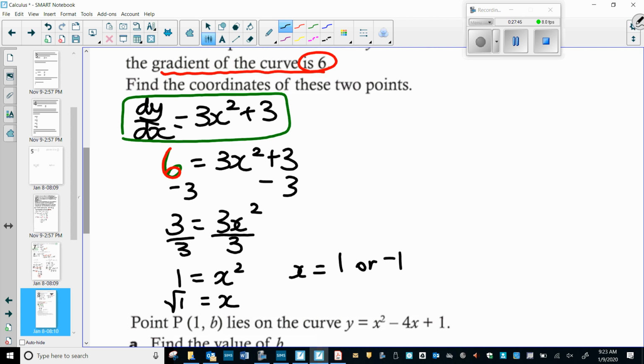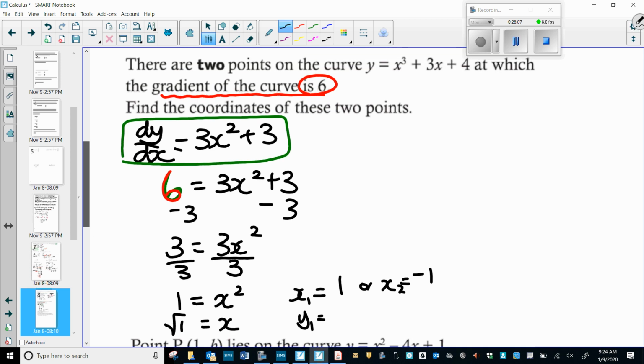So let's call x is 1 or x is negative 1. I'm going to say this is x1, x2, okay? Because our y values have to be attached to the corresponding value of x. So our y1, we would stick 1 into the original function. So we got 2 answers. Yes, because we've got 2 answers.